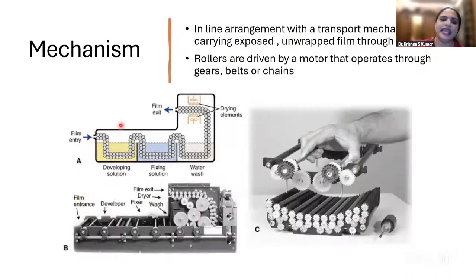So there is an inline arrangement with a transport mechanism which carries the film through the developing solution, fixing solution, water wash, then it gets dried and the film exits. There are multiple rollers which are driven by a motor. So when this question is being asked, you can draw this diagram also.